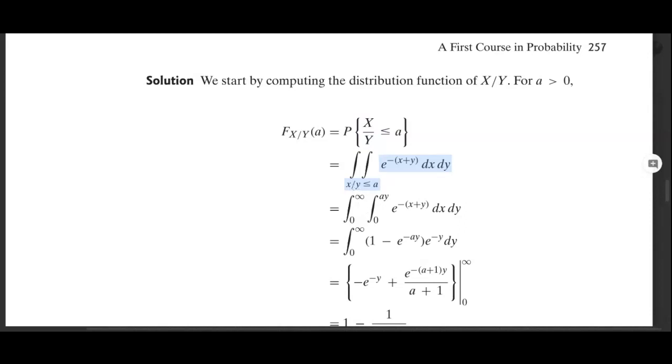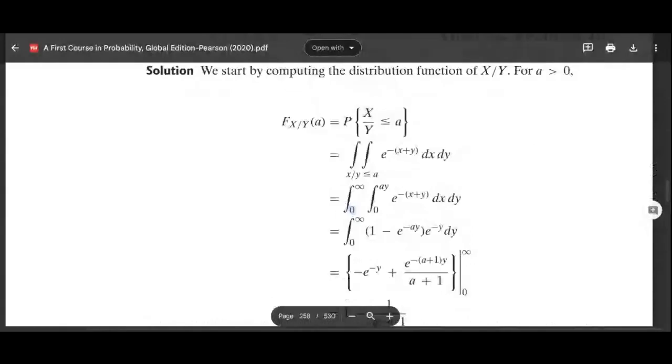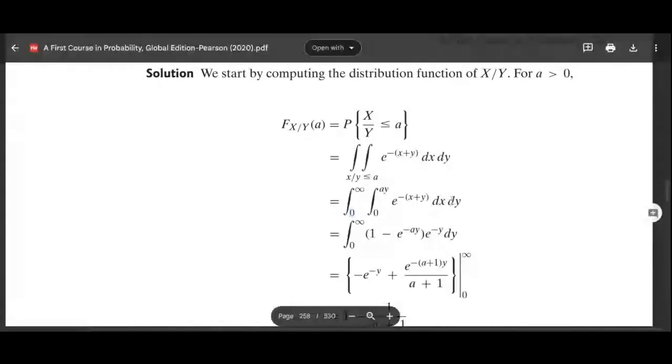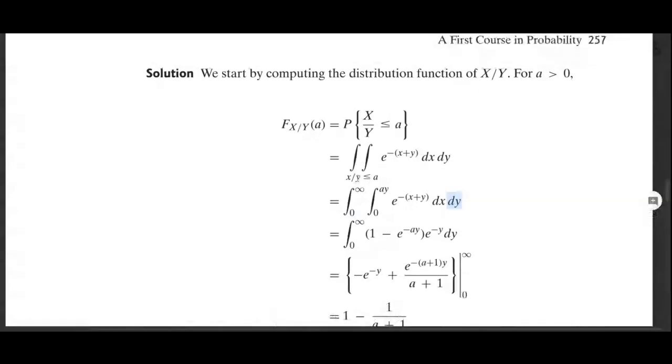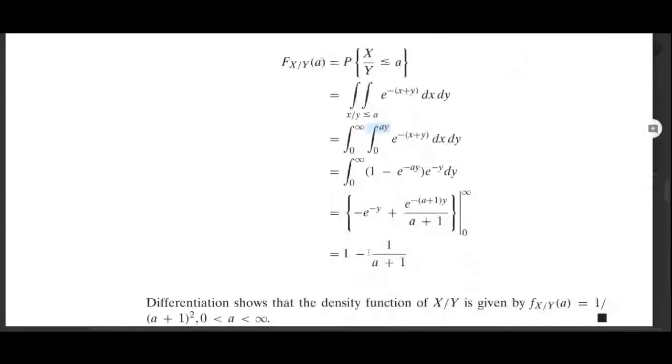So y is going from 0 to infinity. Okay, right? 0 is not in the domain of y, but I guess this book just doesn't care much about the pure mathematics. So y is going from 0 to infinity, y being positive, right? So x over y less than or equal to a means x is less than or equal to ay. All right, so x goes from 0 up to ay. Now to the integration. In the end we'll get 1 minus 1 over a plus 1.